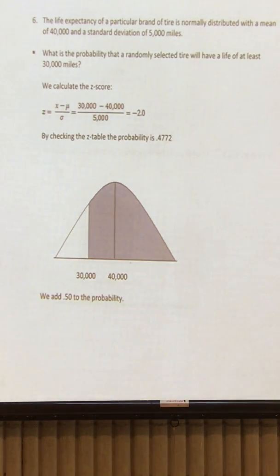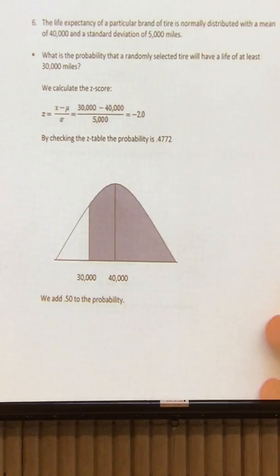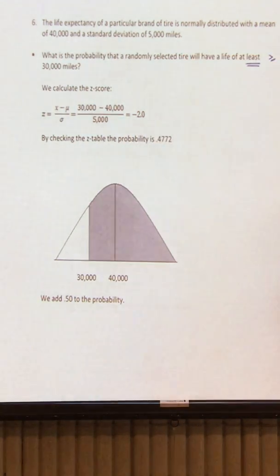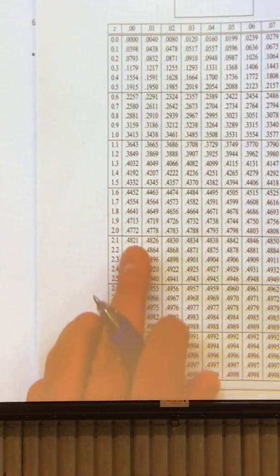Let's go to see now problem number 6. Problem number 6, we have two parts. First of all, we know the mean, it is 40,000, and the standard deviation is 5,000. What is the probability the life to be at least 30,000? One more time, at least means greater or equal to. So we calculate the z-score, 30,000 minus 40,000 over 5,000, which is negative 2, and the probability for negative 2 will be 0.4772.